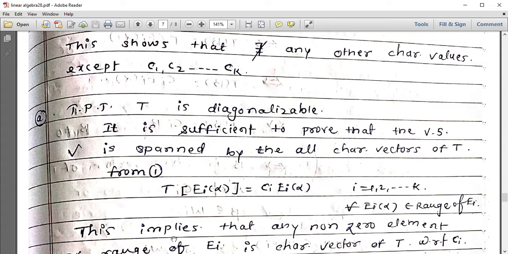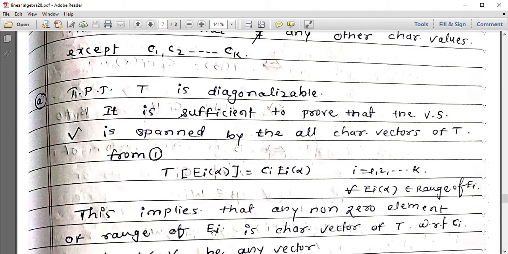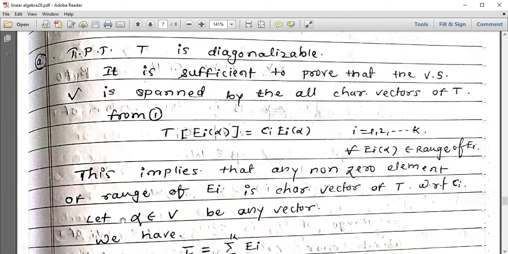This implies that any non-zero element of range of Ei is a characteristic vector of T with respect to Ci. This Ei of alpha belongs to Wi, and this is the characteristic vector. Hence, let any alpha belongs to V be any vector.